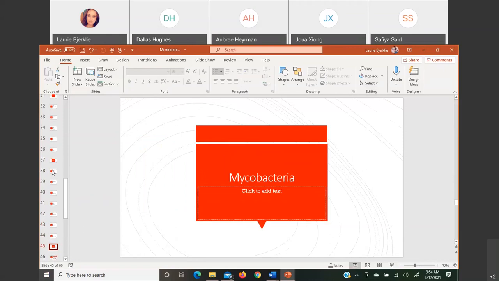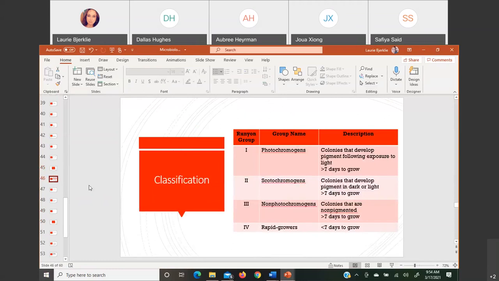Okay, going into mycobacteria world. So we have four classes of mycobacteria, and we're separating them depending on if they produce pigment or not and how fast they can grow. Almost all mycobacteria are very slow growers. They're going to take longer than 7 days to grow on an agar plate, and they like to grow in the dark at certain environmental temperatures and stuff.